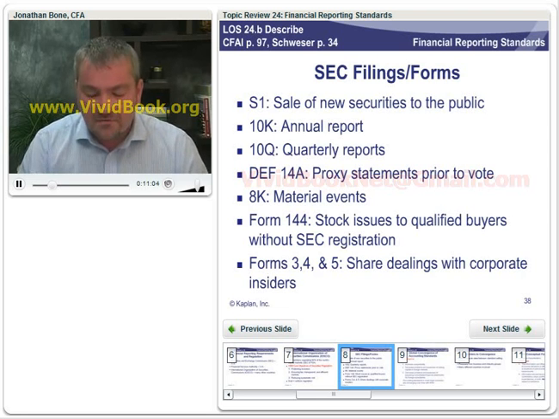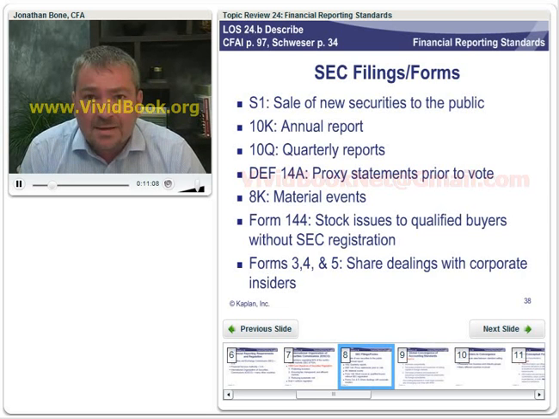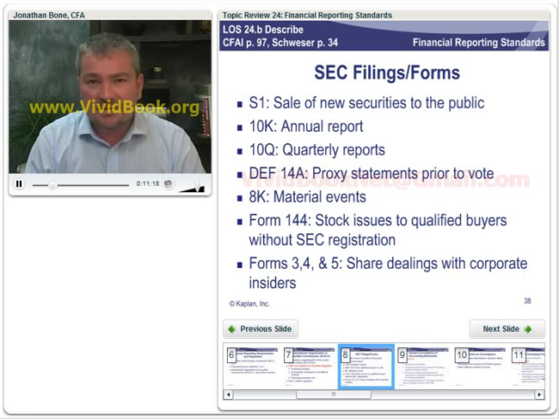Form 144, I'm not too excited about this one in all honesty. Notice it's stock issues to qualified buyers without SEC registration. It typically covers transactions between a company and its associates, otherwise known as affiliates.